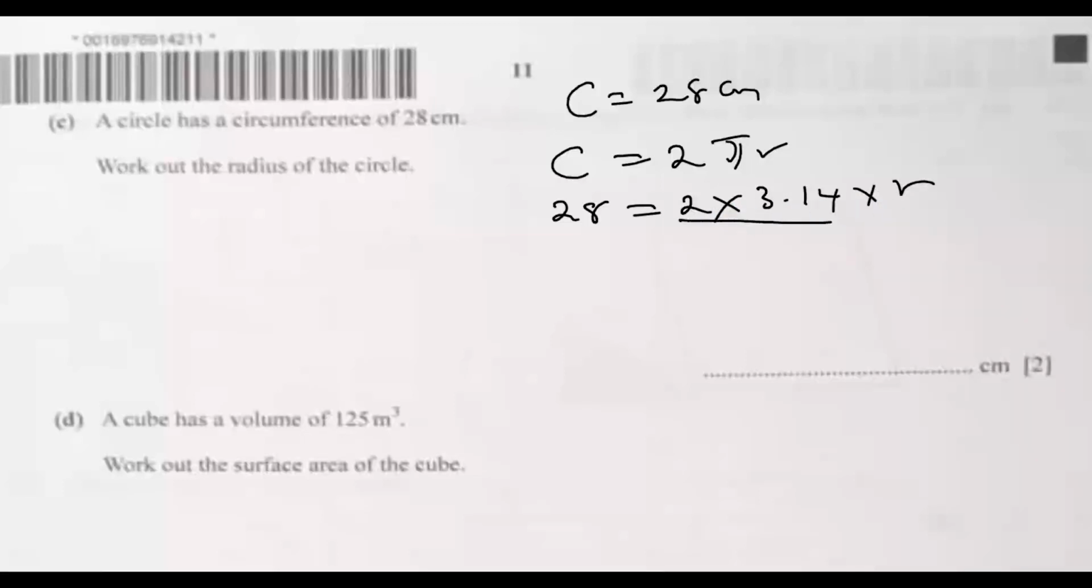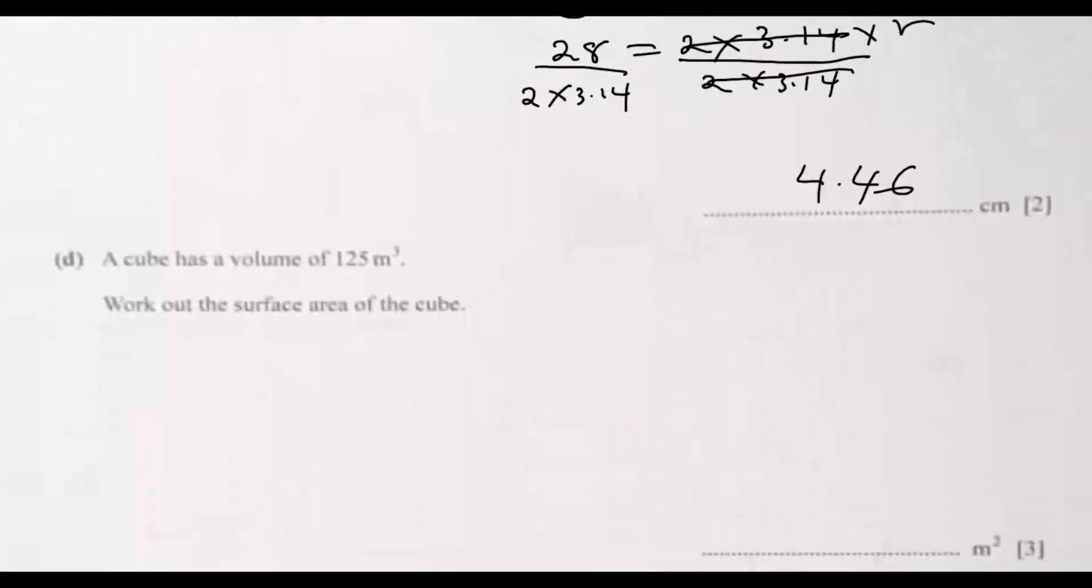So you can easily divide both sides by 2 by 3.14. So the whole of this, we cancel the whole of this, we are left with r. So if you now divide 28 by 2, then by 3.14, you should get 4.46 centimeters. So this will be 4.46 centimeters. So let's scroll down for the part D.